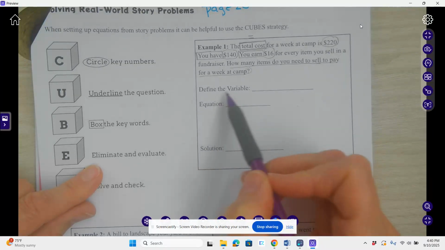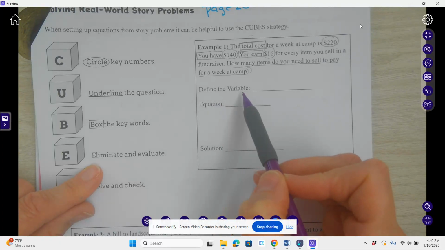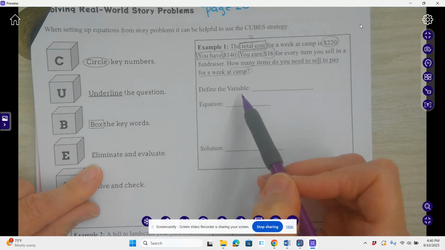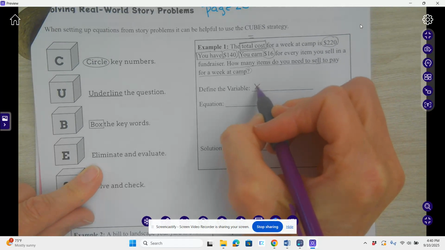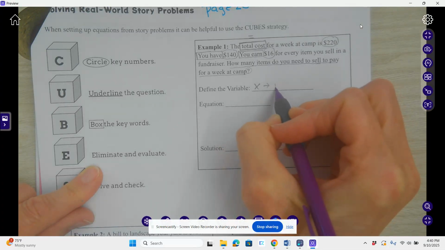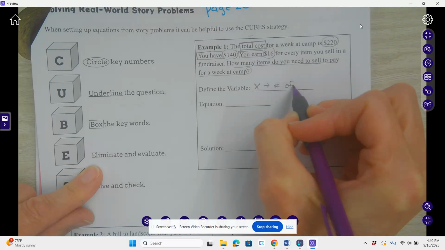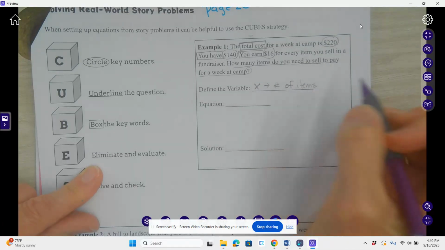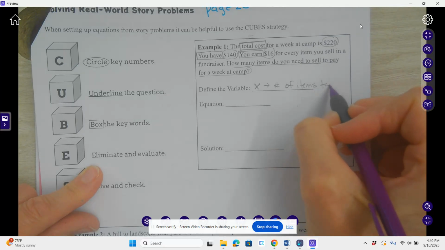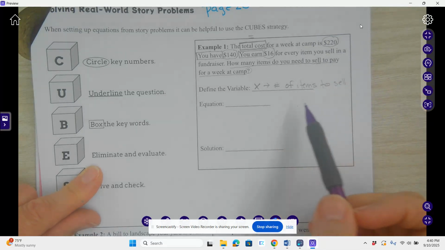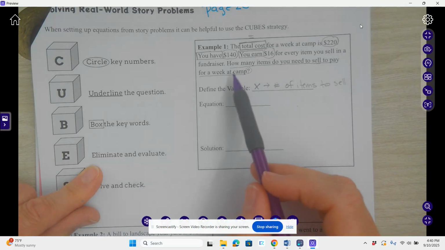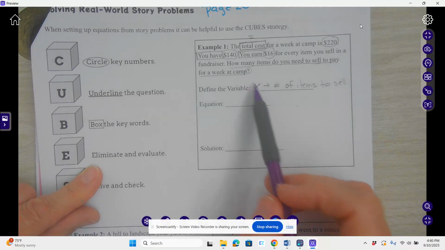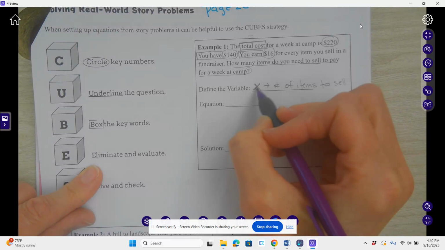Now, it says eliminate and evaluate. I'm going to actually say our next step here will be to define our variable. So what are we trying to find? That is what we're going to call X. So in this case, I'm going to say X, and put a little arrow, is the number of items you need to sell. I'm just going to put to sell. So X is the number of items we need to sell. That is our unknown. Your question will be your variable. I'm going to call it X. You can call it whatever you want, but I know most of the time you're used to X.